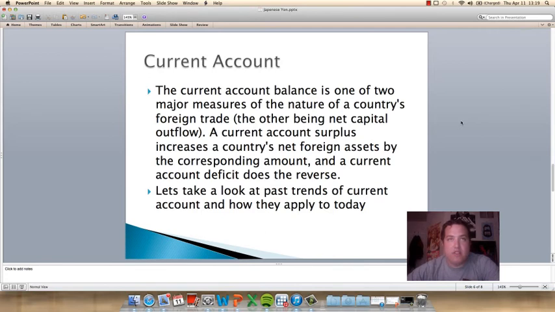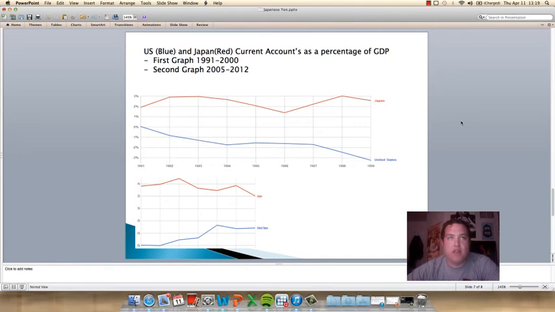The current account balance is one of the major measures of the nature of a country's foreign trade, the other being net capital outflow. A current account surplus increases a country's net foreign assets by a corresponding amount, and a current account deficit does the reverse. Let's take a look at past trends of current account and see how they apply today. Looking here, there are two graphs, the US in blue and Japan in red, of the current accounts as a percentage of GDP. The first graph shows 1991 to 2000. The second graph shows 2005 to 2012.